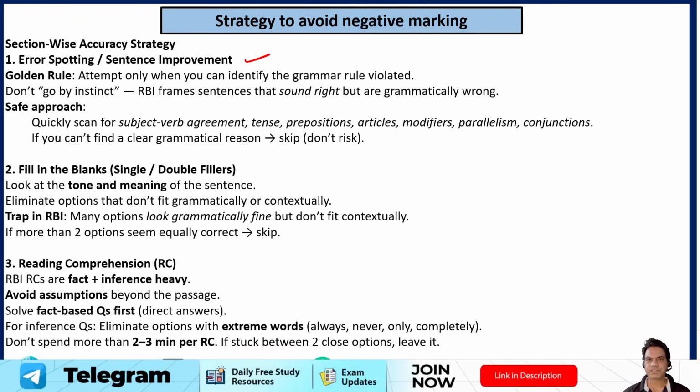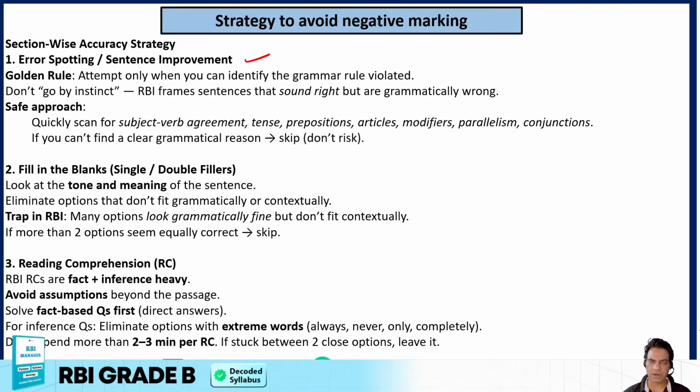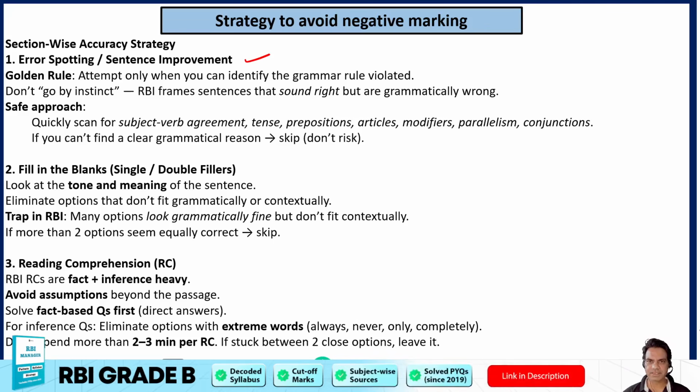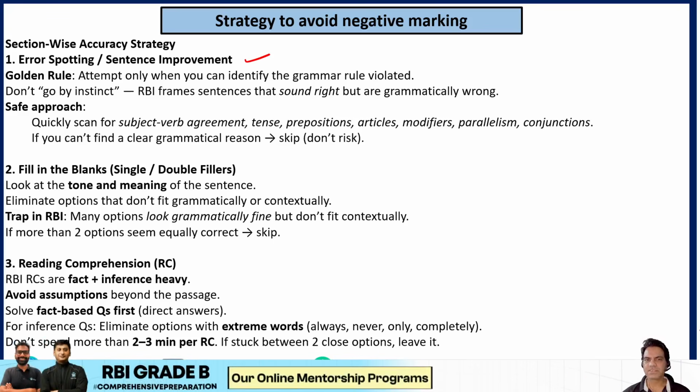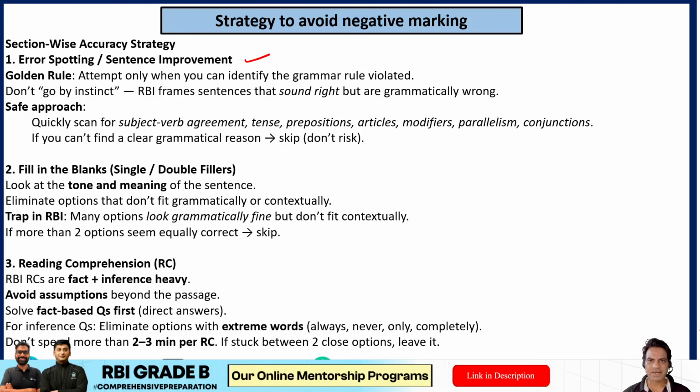Second type of question is fill in the blanks, which basically includes single fillers or double fillers. Now, how to attempt such questions? Look at the tone and the meaning of the sentence. Don't just think about the word. First, read the sentence with the blank. Do not look at the options, and understand the tone. If the sentence is skeptical, critical, appreciative, apprehensive, or just elaborative. So understand the theme and the tone of the sentence.